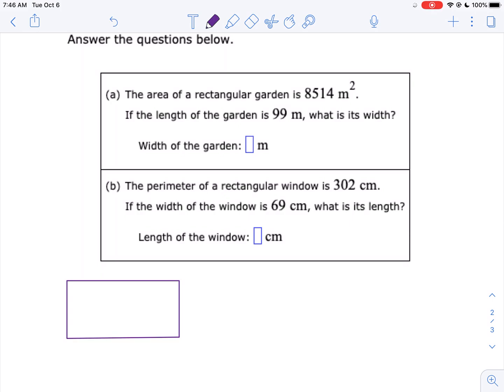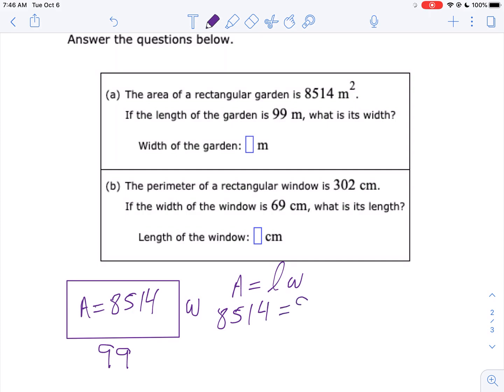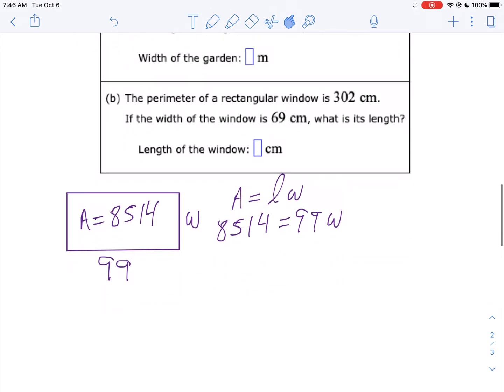So we know the area is 8,514. We know the length is 99. We want to find the width. Well, the formula for a rectangle is area equals length times width. In this problem, 8,514 equals 99 times W. Well, now we'll just do the algebra. Let's divide by 99 to get our answer.